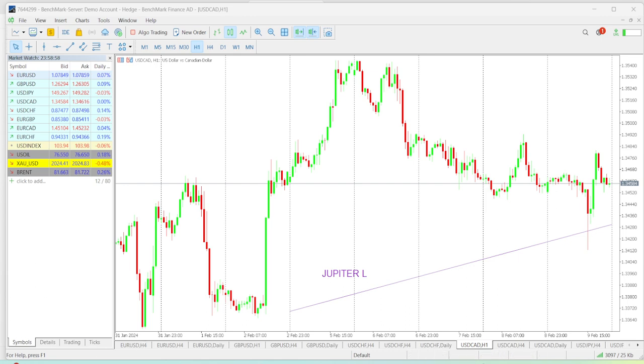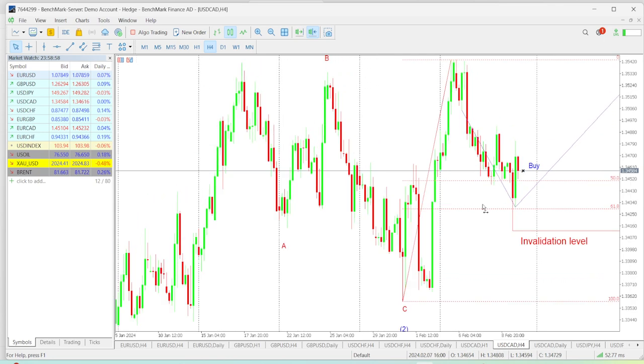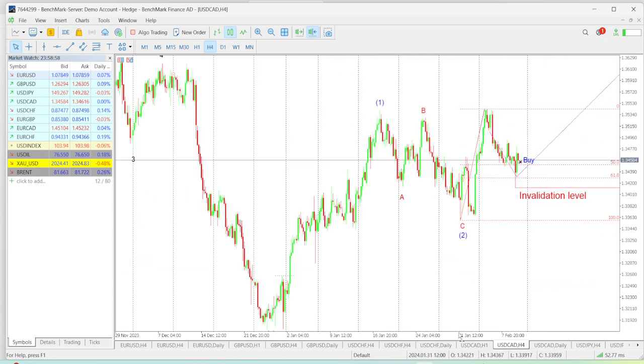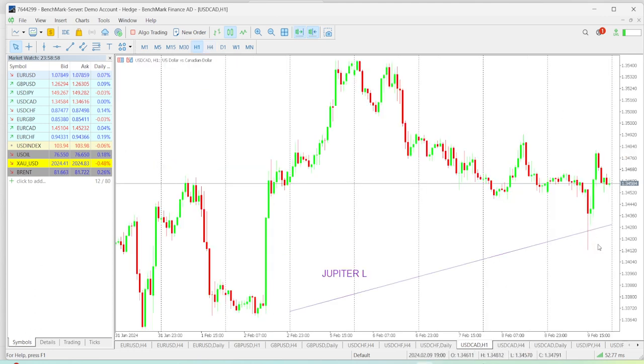All last week I was anticipating this move. Why? I'll show you guys. That is why. In terms of Elliott wave, the price should continue going up, but before that I expected some bounce from this Fibonacci level and this Jupiter line because I'm looking for matches between planetary lines and Elliott wave theory.